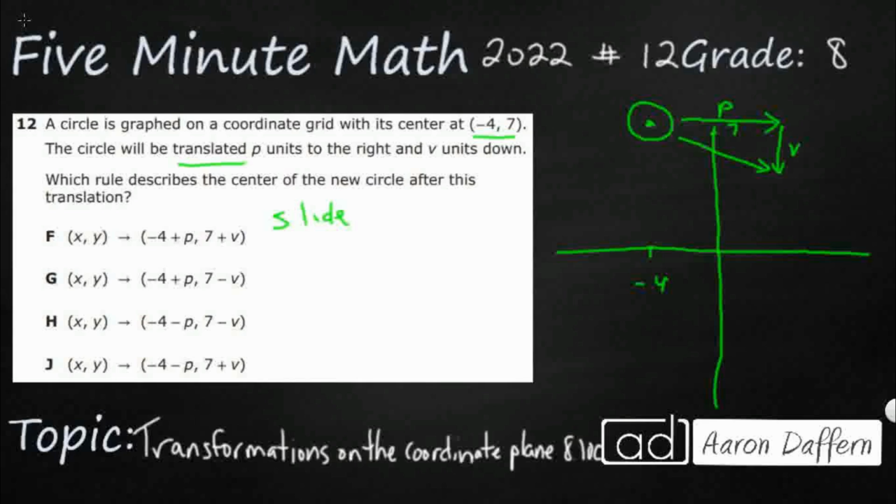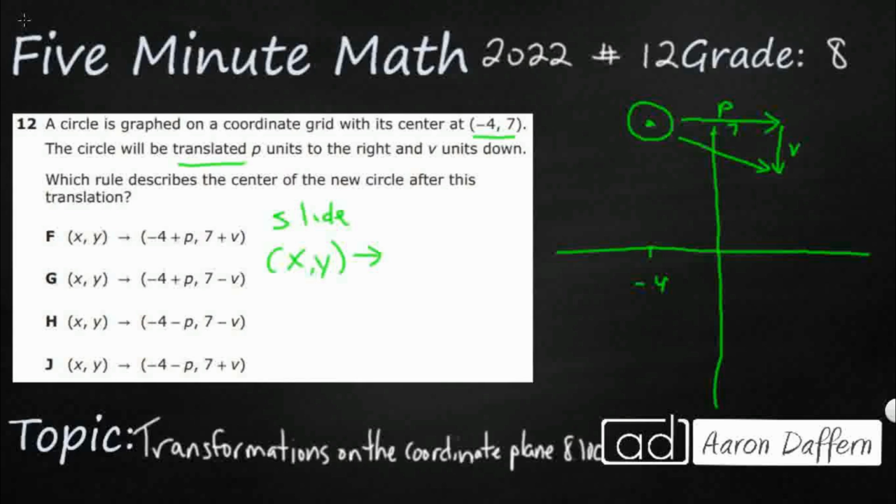So you see these rules. We're going to start with x, y, and then this little arrow means we're going to transform it. You notice that we are either adding or subtracting p, and either adding or subtracting v. That's all we're going to do. We're not going to multiply the -4 or the 7 by the p or v. That would be a dilation, so we don't need to do that.